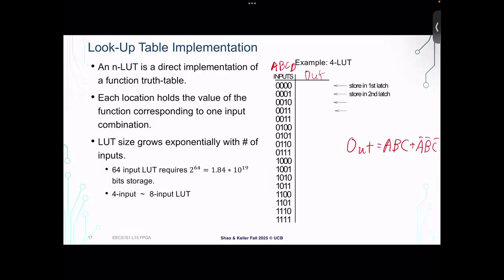And so in particular, we said A, B, and C are all high. We need the output to be 1. So that's these 2 cases down here. And then if A, B, and C are all low, we want the output to be 1. So that's these 2 cases up here. And then for any other combination, it doesn't give output equals 1 in our sum of products form. So we'll set all of those outputs to 0. I'm actually not going to write out all the zeros, but you can fill them in.